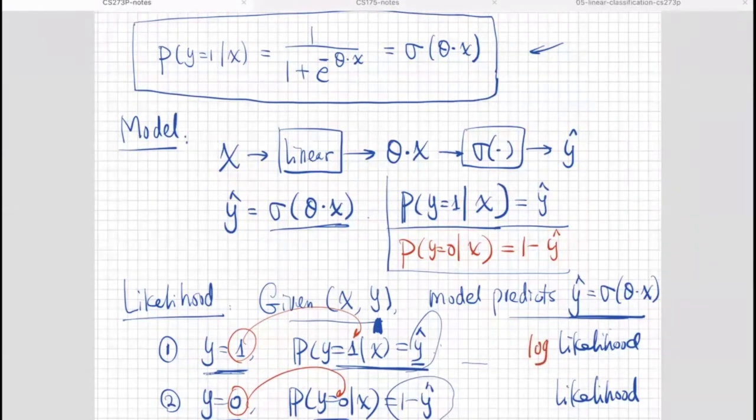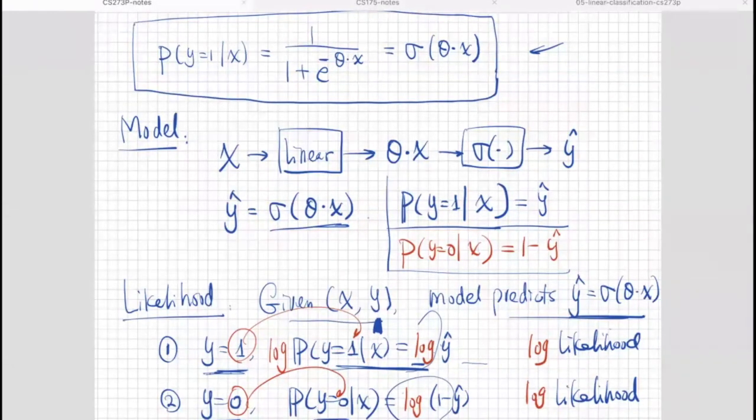In that case, I get a log likelihood, and that will be log of y hat in one case. In the second case, it will be log of 1 minus y hat. All right, that's something called a log likelihood. Remember, the log function is a monotonically increasing function. So it's still good: the higher the log likelihood, the better the model is. It doesn't change the direction.